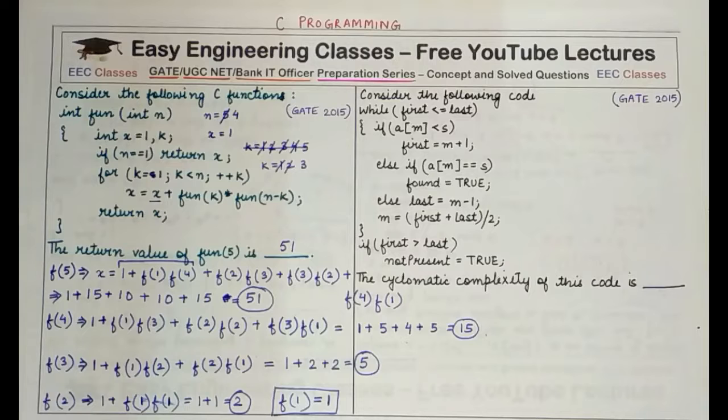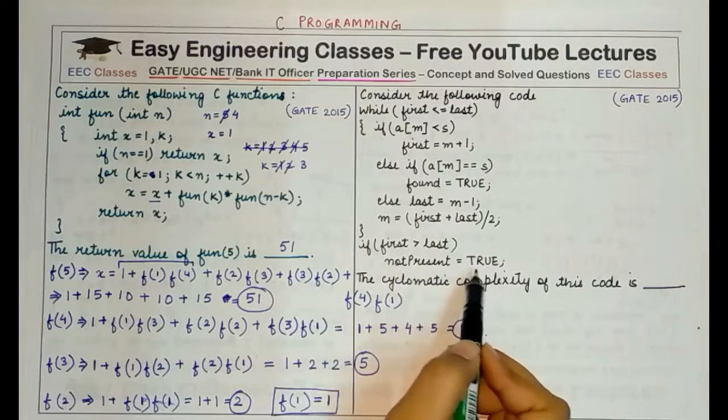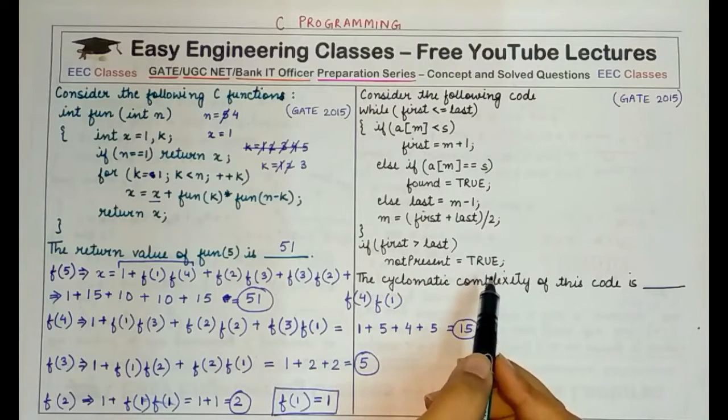Next question says, consider the following code, and in the code you are given that there is a while loop: while first is less than or equal to last. If a of m is less than s, then first is equal to m plus 1. Else if a of m is equal to s, found is equal to true. Else last is equal to m minus 1, and m is equal to (first plus last) by 2. Then after the while loop there is an if statement which says if first is greater than last, then not present is equal to true. So basically it's searching for an element and returning whether the element is present or not.